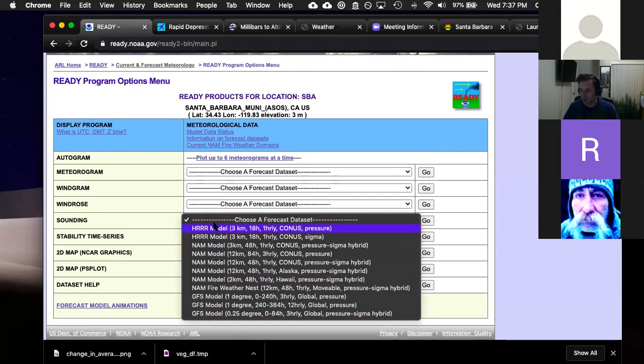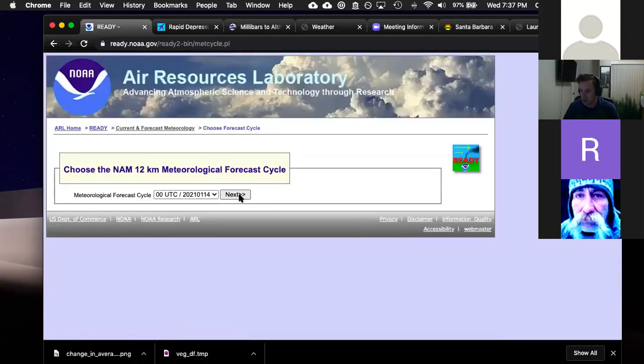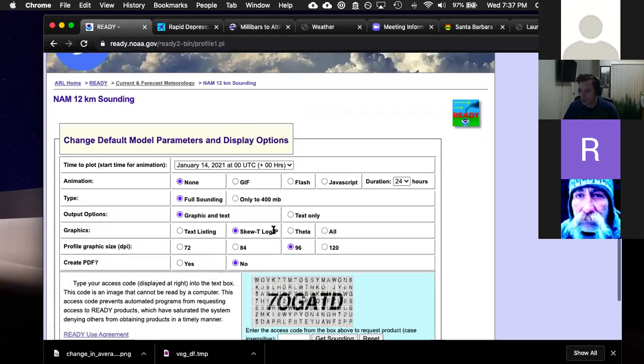There are a bunch of different models on the left-hand side. Spatial resolutions of the models next. Temporal, like the time span over which they predict, and the temporal resolution. I'm just going to go to the first NAM here. 12 kilometers, 84 hours, 3 hours. Go in. This is the start of the forecast. Click next. I want JavaScript.